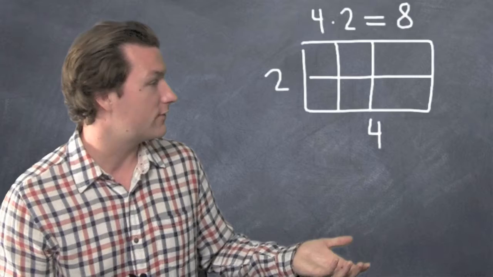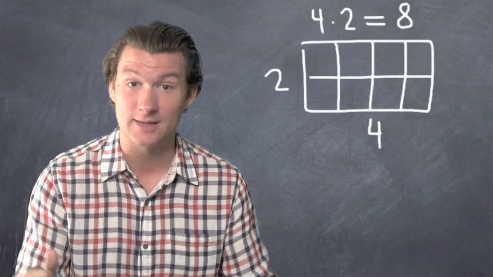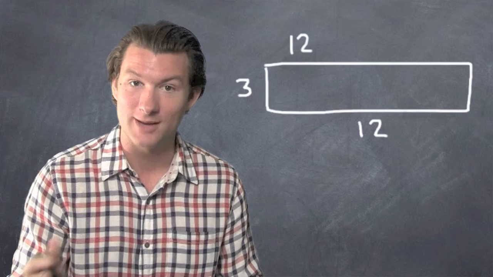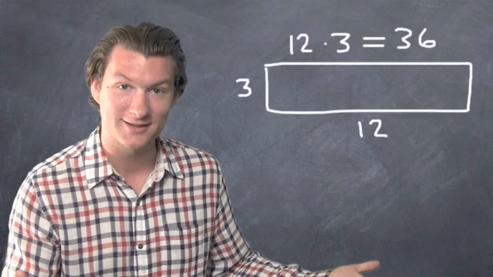Now listen, you don't have to draw little squares every time. You could just multiply the base times the height. So I mean, one last example. Let's say we had a base of 12 and a height of 3. All right, don't go drawing little squares. Just multiply the base times the height. 12 times 3 is 36. So the area of this rectangle is 36. Area of a rectangle, base times height.